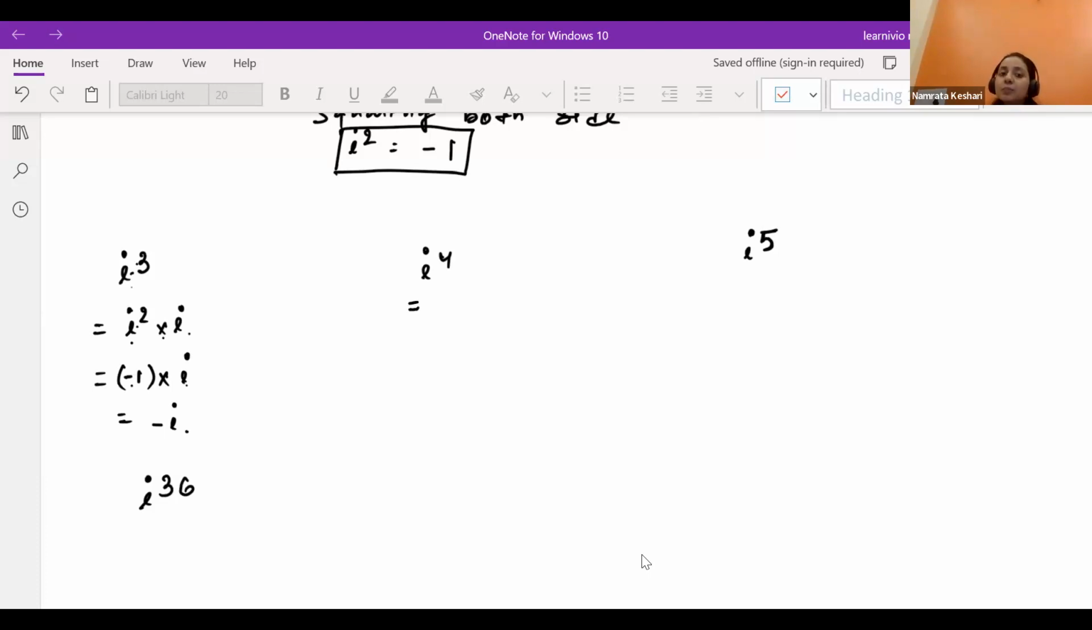Similarly, I to the power 4, we can write it as I square's power again power 2. That means I square, we know, is minus 1. Minus 1 whole square, will we get plus 1 or minus 1?